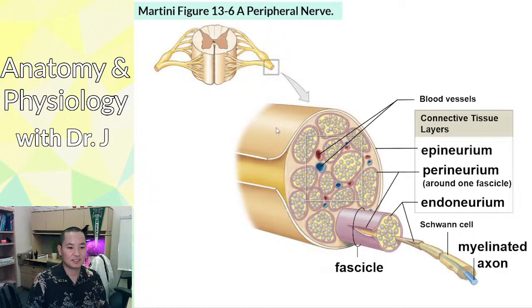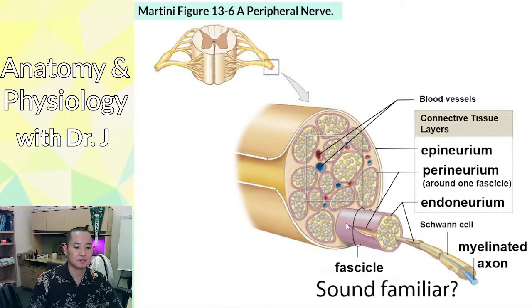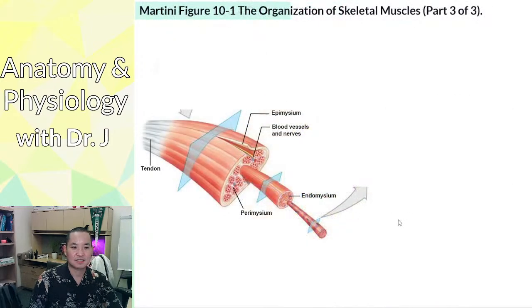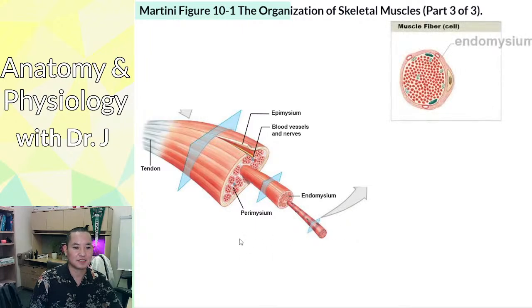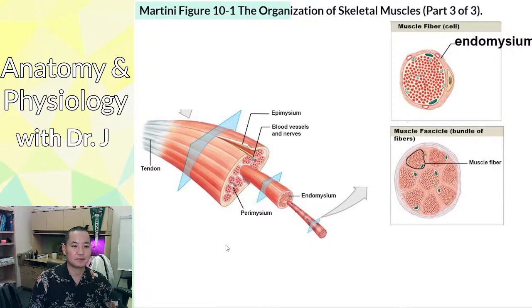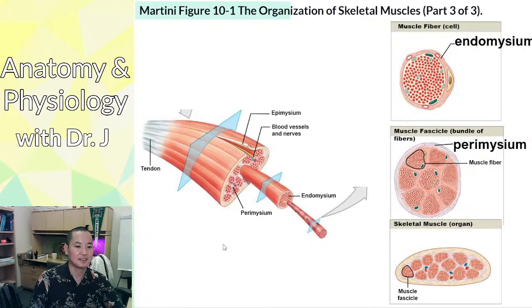And then around each individual nerve, we have something called the epineurium. And epi, peri, and endo, where have we heard that before? Sounds like our skeletal muscle organization, right? So bundles of bundles and bundles. We have endomysium surrounding each muscle fiber, and then we have our perimysium surrounding each muscle fascicle, and then we have our epimysium surrounding each skeletal muscle.